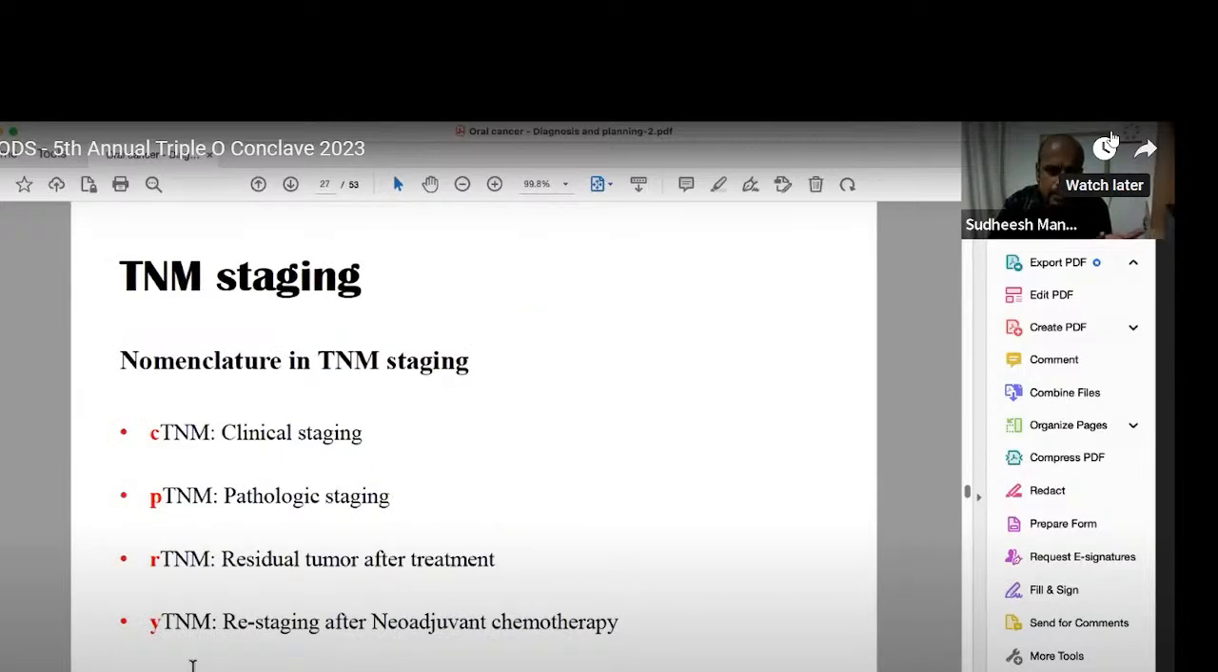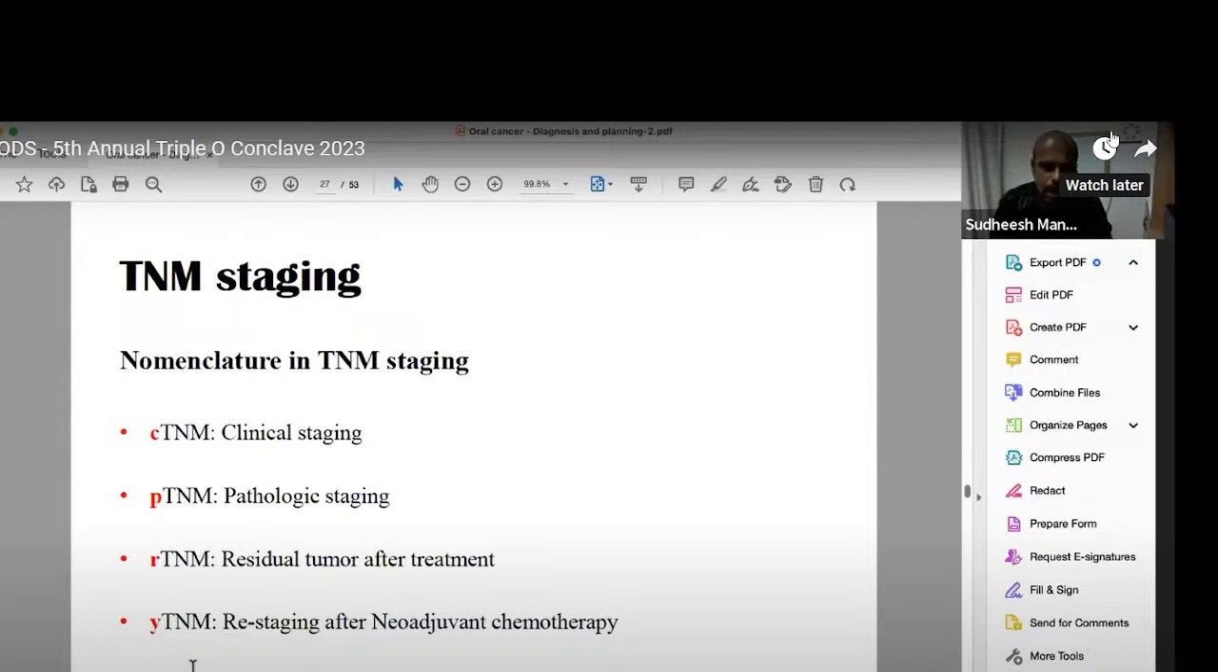And again, TNM staging is the most commonly followed staging system in oncology. There are different types of TNM system, like cTNM, that is the clinical staging system. Clinical means you do a clinical evaluation and imaging, and after that you stage the disease. That is called clinical TNM staging. Pathological TNM staging means you do a surgery for oncology, a wide local excision and neck dissection, and the final pathology reports come. Based on that pathology report, you restage the disease. That is called pathological staging.